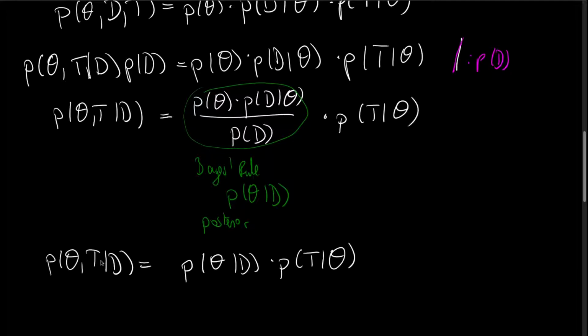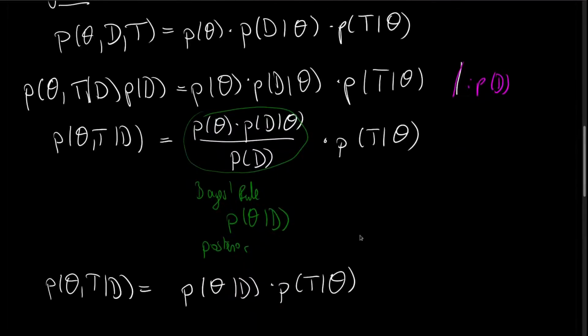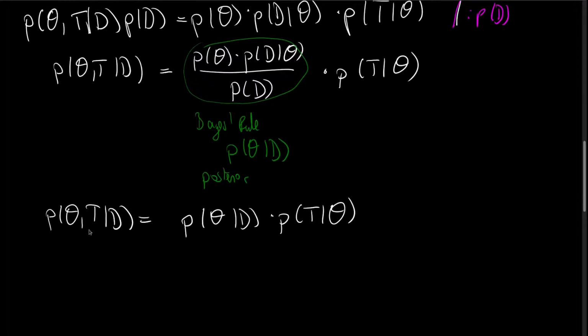Okay, and now let's go back. What we actually want is p of t given d, and we have a probability where this is in, and we can get this out by marginalization.